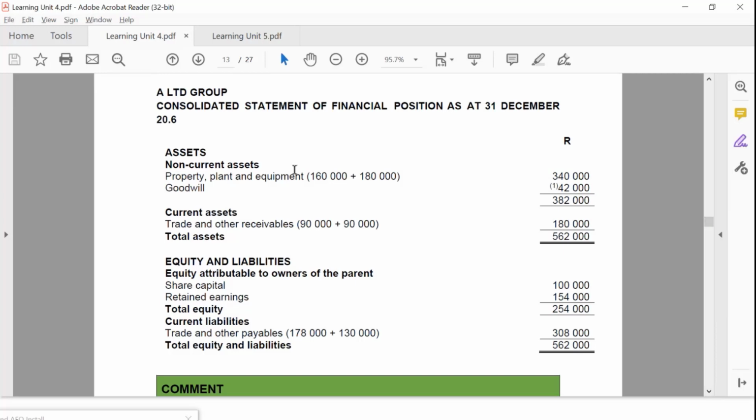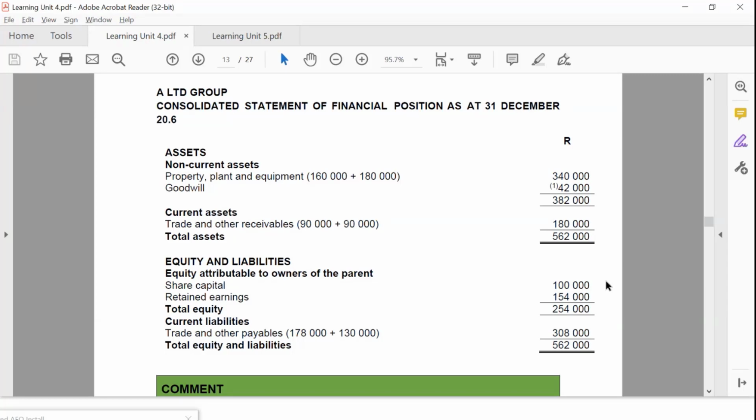Property, plant, and equipment, 160 plus 180. There was no pro forma journal entry for property, plant, and equipment, so we leave it at that. But don't forget, we recognize goodwill of 42,000, so it comes here, 42,000. Trade and other receivables, it was 90,000 plus 90,000. We never did pass any pro forma journal entry for trade and other receivables. So the answer is 180,000. And so on and so forth.